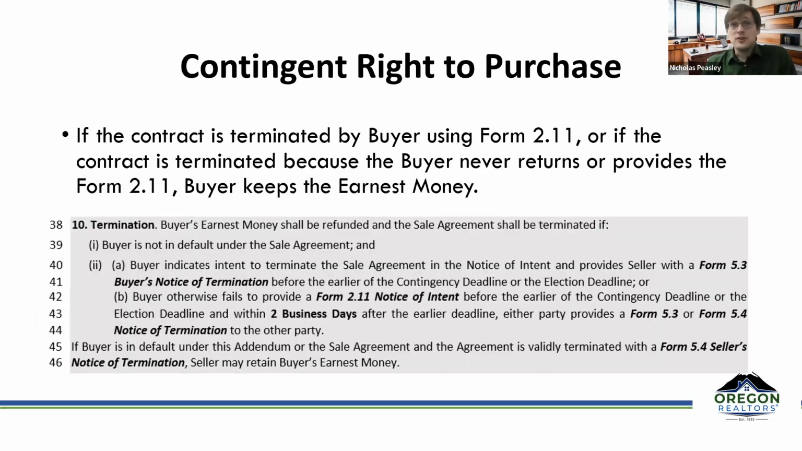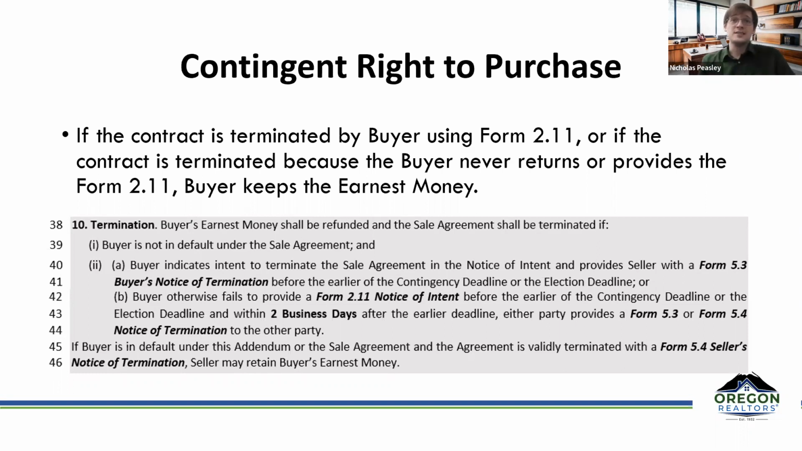If the contract is terminated by the buyer using the Form 2.11, or if the contract terminates because buyer never returns or provides the Form 2.11, buyer keeps the earnest money. So this is what happens upon termination. Buyer's earnest money is refunded if the following happen. Buyer is not in default under this sales agreement, and buyer indicates that they intend to terminate before the contingent deadline or the election deadline.